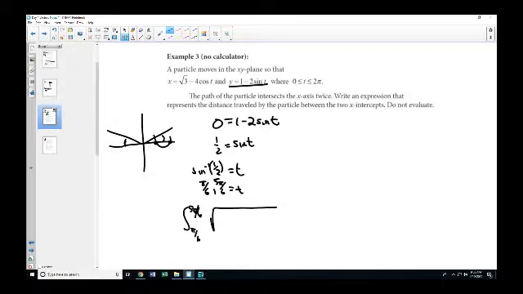And then we have the square root of, oh, what's the derivative of that? I don't want to find that out. The derivative of x is negative 4 sine t, and the derivative of y is negative 2 cosine t, squared. What are you trying to do?